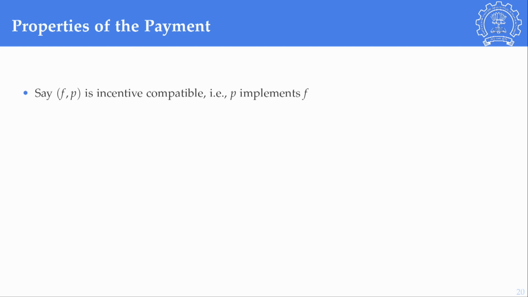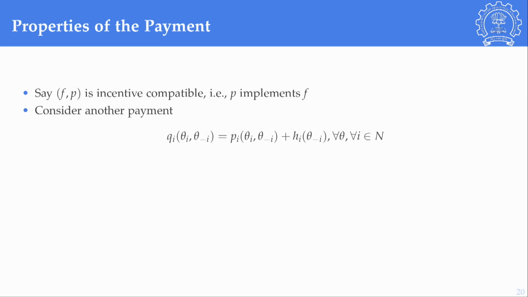Okay, so, now the property of the payment is that I need to satisfy that f comma p, which is the complete mechanism. So, this is a kind of my recipe. My allocation function is given by f, which is my desirable objective, and I have a payment scheme p. This together is incentive compatible, or dominant strategy incentive compatible. This is equivalent to saying that p implements f.